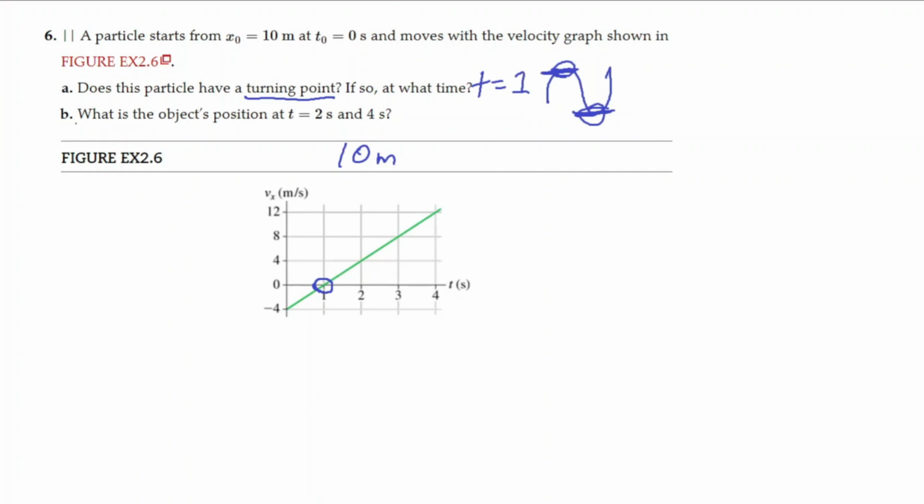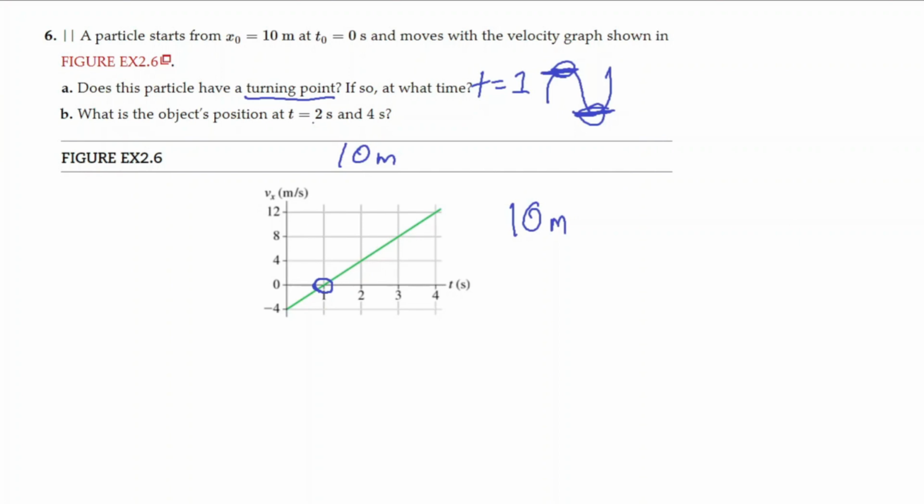And now let's take a look at B. What is the object's position at t equals 2 seconds and t equals 4 seconds? So we know the original position is 10 meters. And now to find delta S through these intervals, we have to find the area under the graph between the intervals. That will give us how much the position has changed from 10 meters.